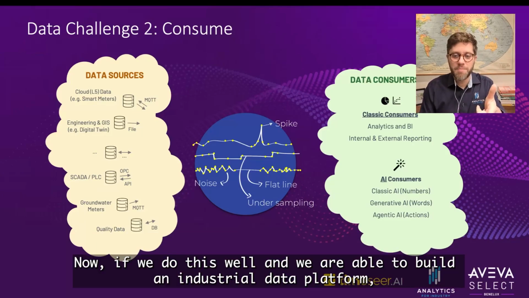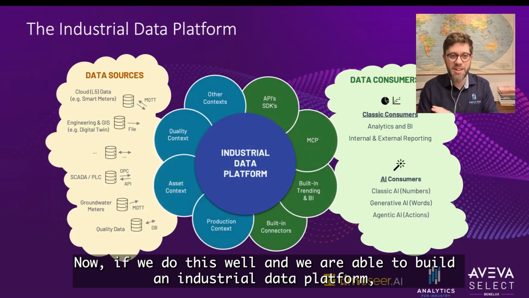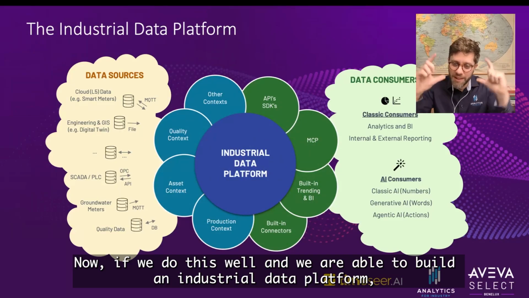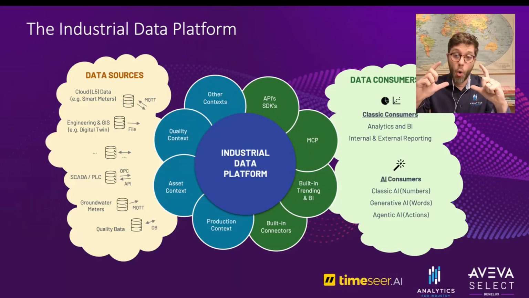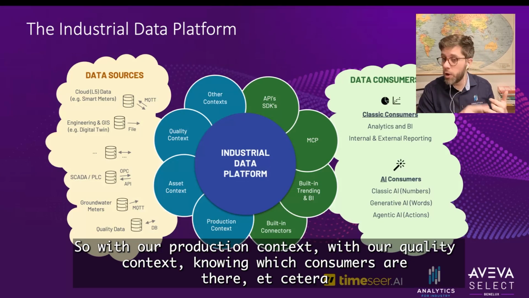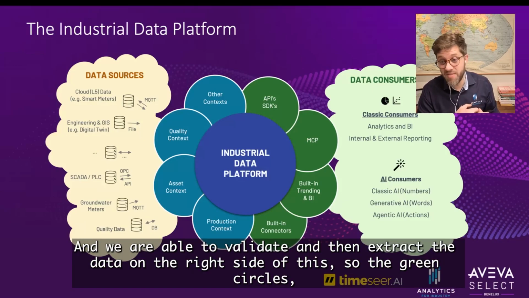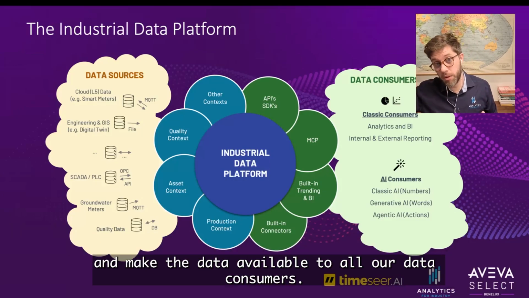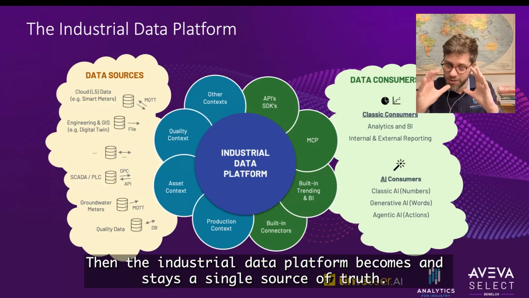Now, if we do this well, and this is another topic in its entirety, and we are able to build an industrial data platform which gives us not just the data, but that data in context, with our production context, with our quality context, knowing which consumers are there, etc. And we are able to first of course validate and then extract the data on the right side of this, so the green circles, and make that data available to all our data consumers. And the industrial data platform becomes and stays the single source of truth.